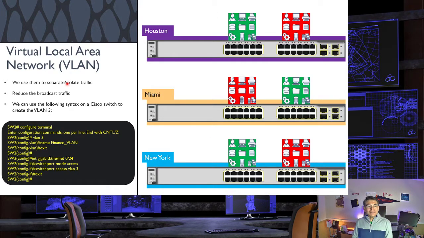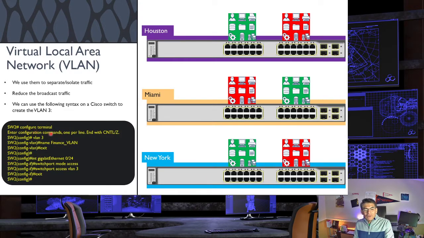Now we talk a little bit deeper about virtual local area networks, or VLANs. We use them to separate and isolate traffic. We also want to reduce the broadcast traffic with the implementation of VLANs on our network. We can use the following syntax on a Cisco switch to create VLAN number 3, for example. So if we get the prompt of switch number 2, in this case depicted by SW2, if you are in front of your terminal on a Cisco switch, you will see SW2 if that is the name of your switch, in this case referring to switch number 2 on your network.